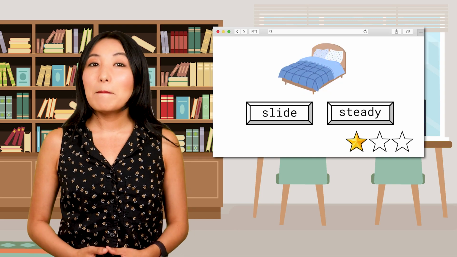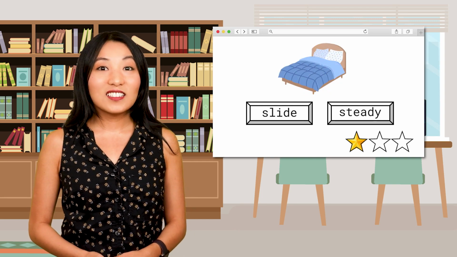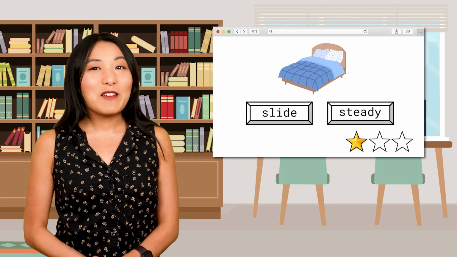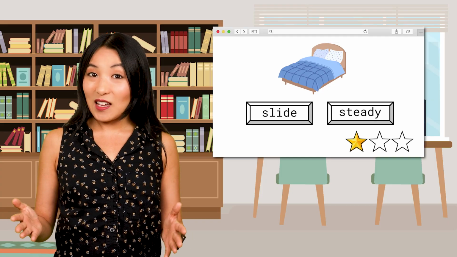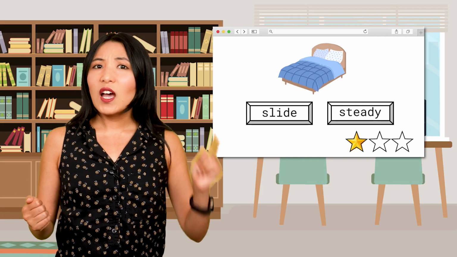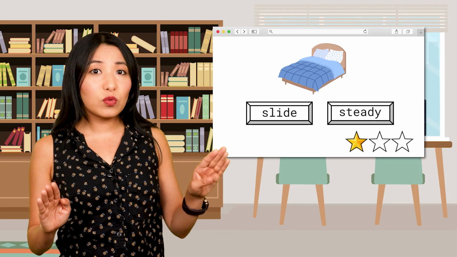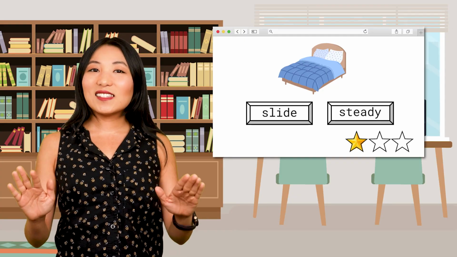Now try bed. B-e-d. You know what to do. Say the word slowly with me and pay attention to the way your mouth moves. Ready? Bed. I hear the eh sound here. The vowel doesn't slide into another vowel sound. This one must be steady.